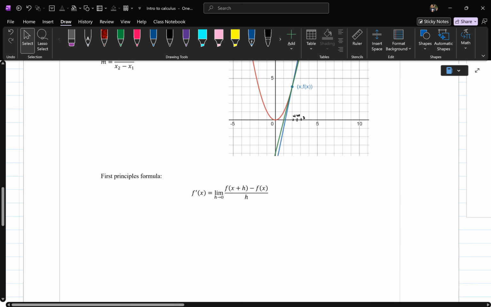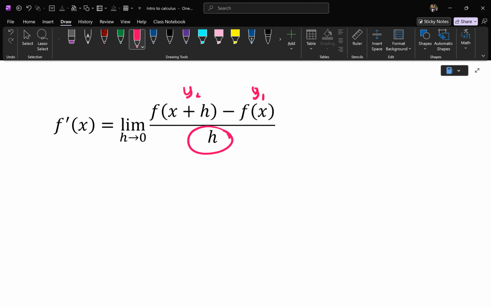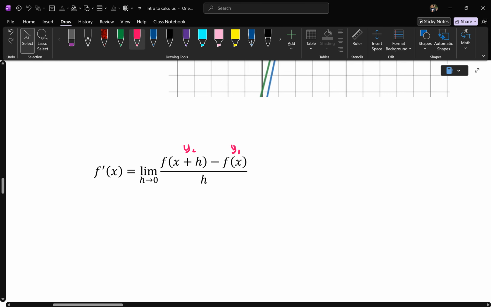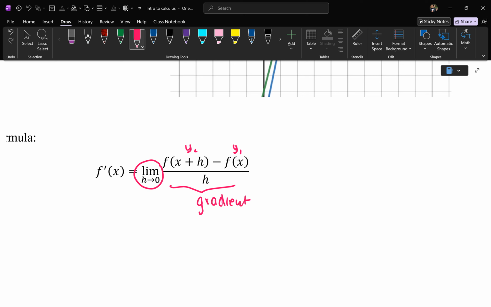When I show you the actual rule, what you just described to me was exactly what we just did. You see, this is your y2. This is your y1. Now notice why the h's cancel out. I'm going to show you soon. But really, this formula is the gradient. And why do you think that symbol means exactly what you just described? That is us choosing a point so that the distance between the first point and the second point is as close to 0. That's what that means.